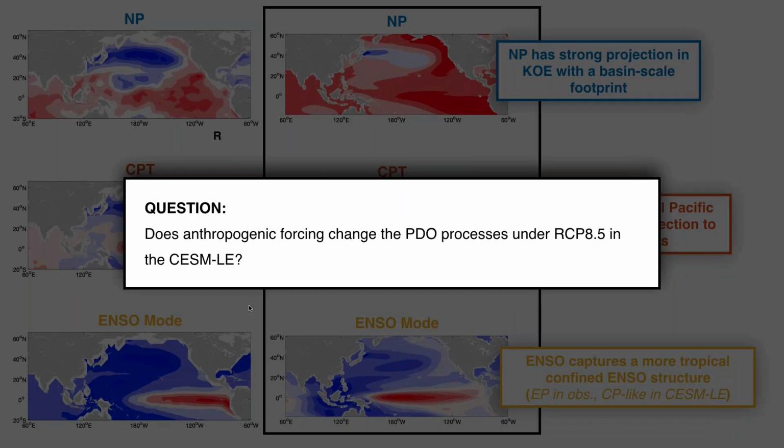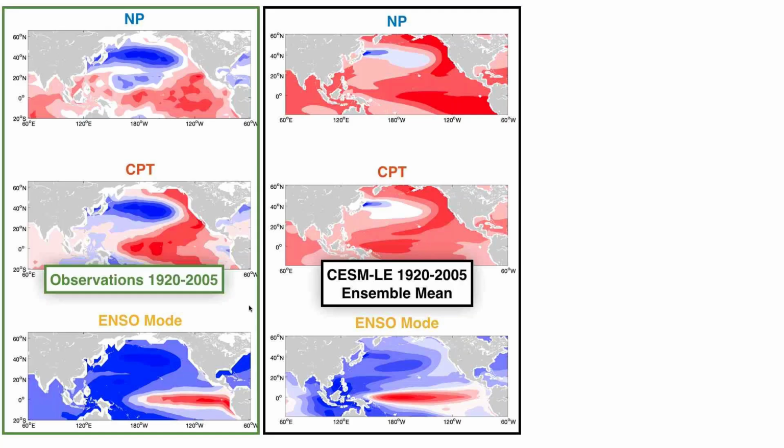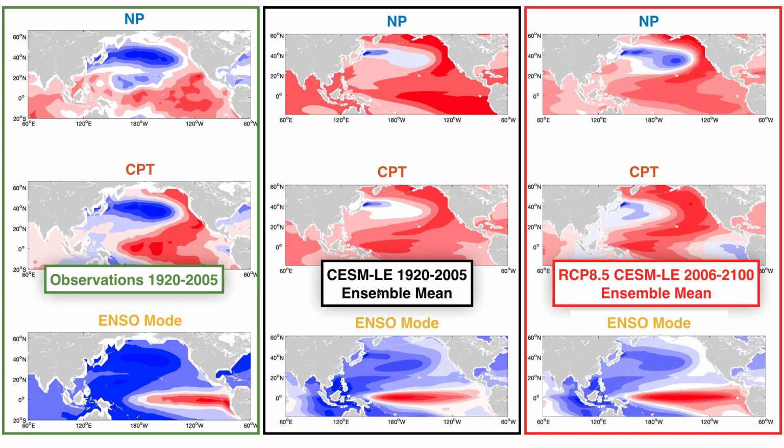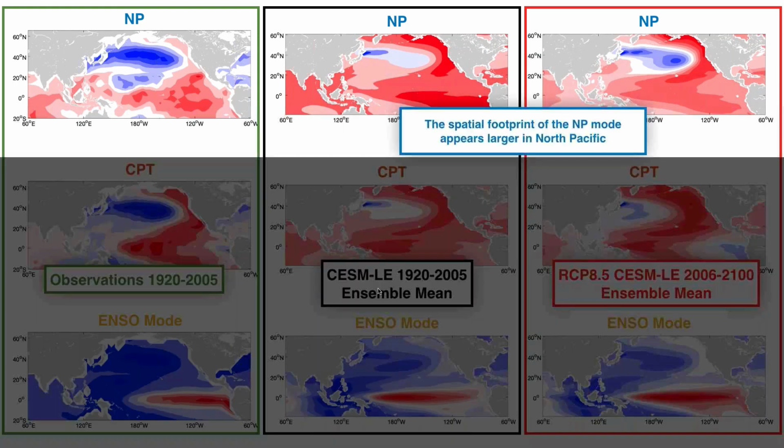And then we want to know, do human effects change the PDO processes, especially under the RCP 8.5 scenario? We calculate the three modes for the observations and for the historical ensemble mean. And we also calculate the RCP 8.5 ensemble mean. From this pattern, these three patterns are similar, except for the change in the North Pacific mode. The spatial footprint of the North Pacific mode appears larger in the North Pacific.